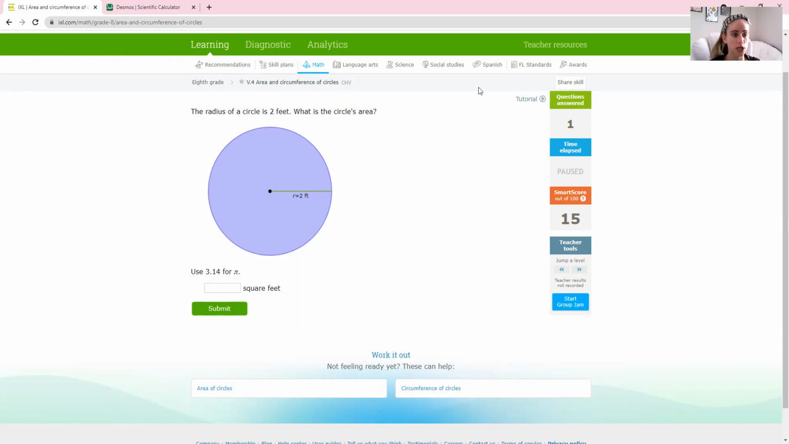First thing we should do is look at our question. Are we trying to find the area or the circumference? We are trying to find the area, meaning our formula is area is equal to pi times radius squared. Now we are given the radius both in word form and picture form. The radius is 2 feet. And the IXL directions do tell us to use 3.14 as our approximation for pi.